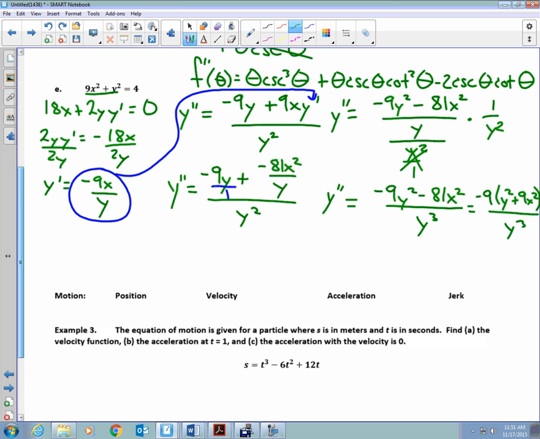It'll work like that for these type of problems. This is an ellipse. It'll work like that. So therefore, I get negative 9, or I'm sorry, negative 9 times 4 is negative 36 over y to the third. So that's a classic problem.